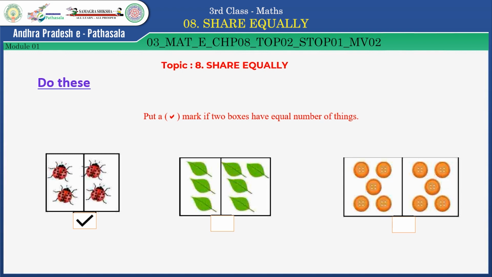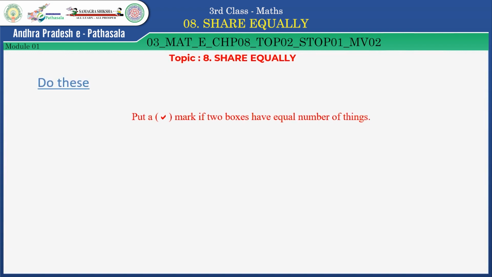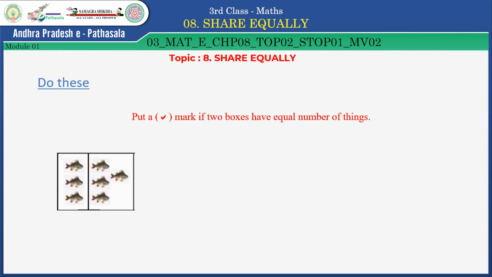Yes, that's right. In the first box, left and right have an equal number of things, 2 and 2. That's right. In the second box, not equal. Okay, right. In the third box, there are 5 and 5, equal. That's correct.